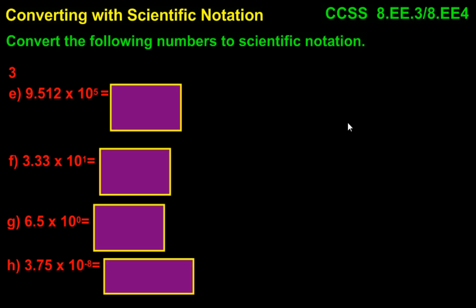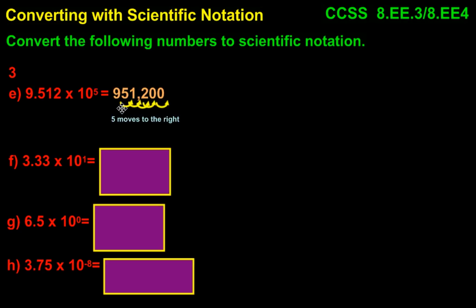For number 3, E, F, G, and H, we're converting the following numbers to scientific notation. So actually we're converting these numbers to standard notation. So we have 9.512 times 10 to the 5th. And that simply means that we're going to take this decimal and move it out 5 times. So we need to add 2 zeros to accommodate those moves. And the answer is 951,200.